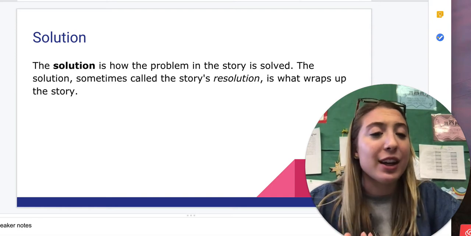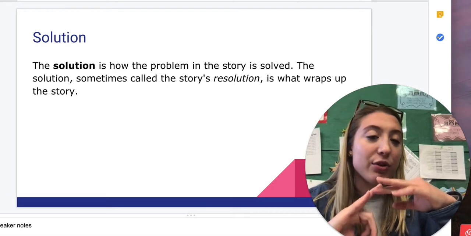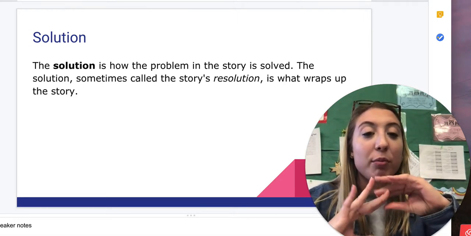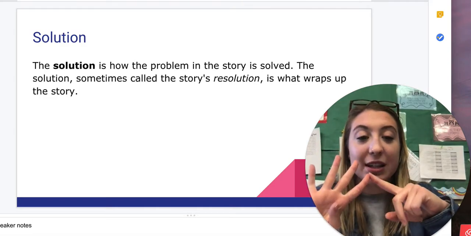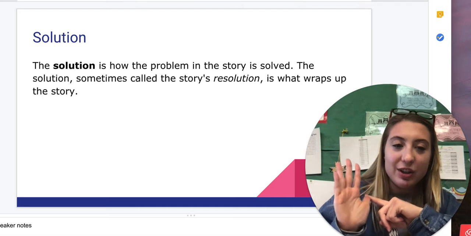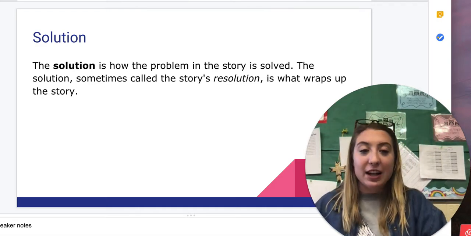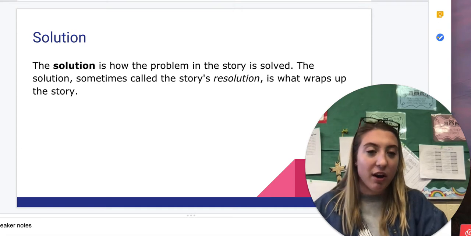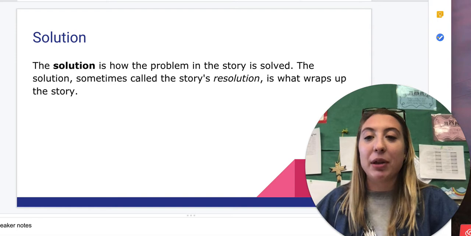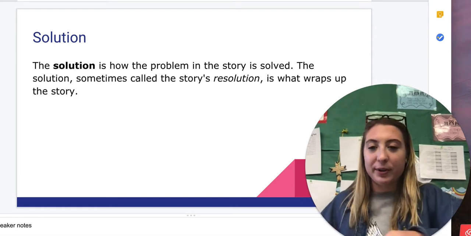So at the beginning, usually we're introduced to our characters and our setting, and then throughout the whole story we see our plot, but most of the events are in the middle. Same with our problem. It's usually introduced in the middle, and then at the end we see our solution, how they fix the problem. So today, since we do have an IXL standard, our homework is going to be a little longer, so we're going to read a short story today, and then we're going to apply the story elements to that story, and then we'll go over our homework.